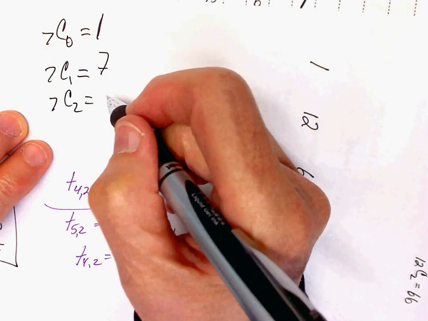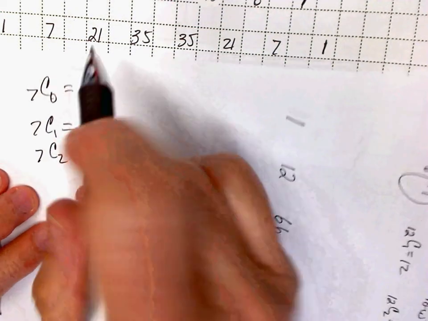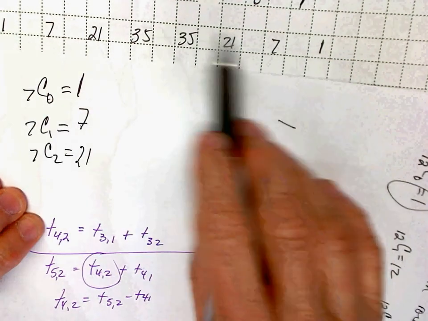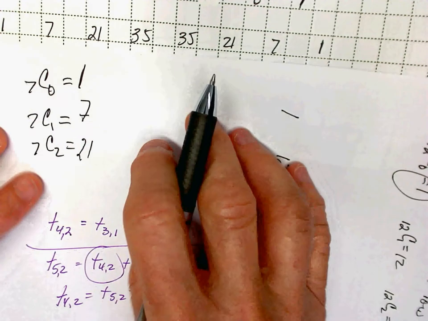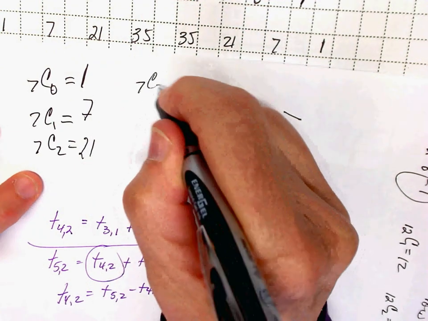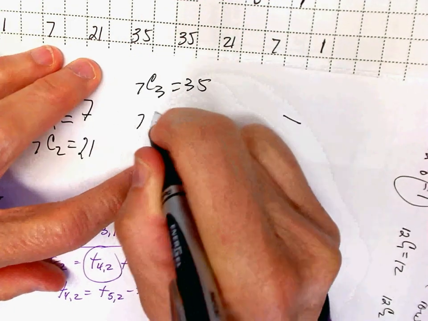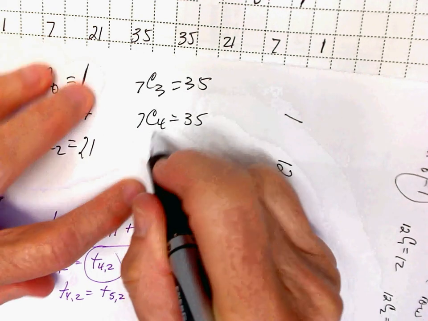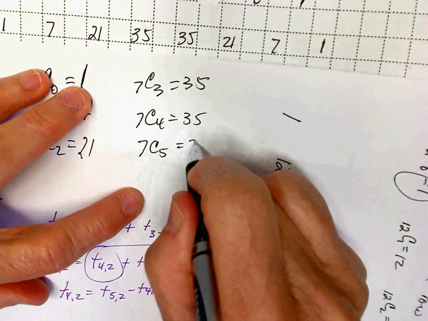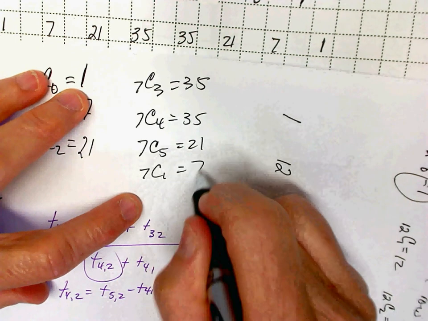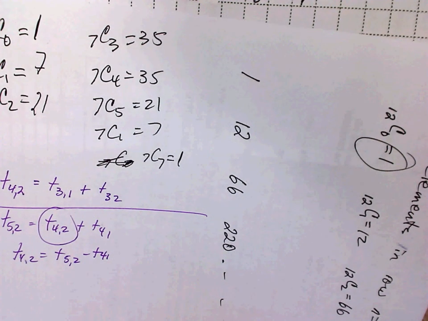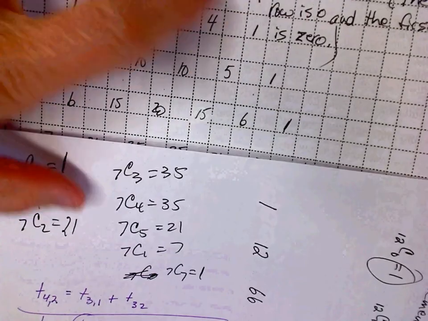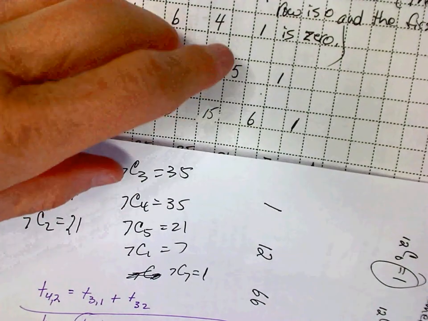What did you get? 21. See how you can get the entire row using these choose buttons? You don't have to write it out. So 7 choose 3 equals 35. 7 choose 4 equals 35. 7 choose 5 equals 21. 7 choose 1 equals 7. 7 choose 7 equals 1. Okay? So you don't have to write it out. You can get it using the combinatorial button on your calculator.